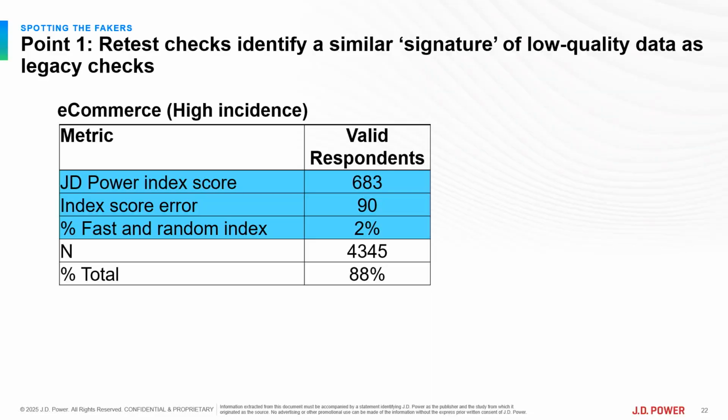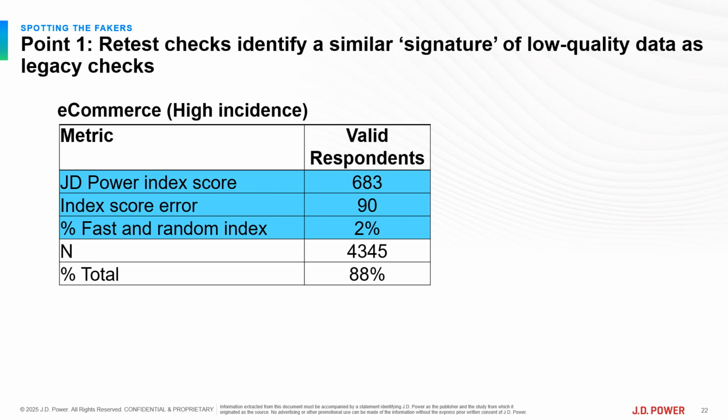So let's start with some numbers. Let's get into it. This is the first set of results for e-commerce. This is our high incidence study. The valid respondents represent the clean set of data. They didn't fail any quality checks. For instance, our best guess for overall customer satisfaction for the study would be a 683.